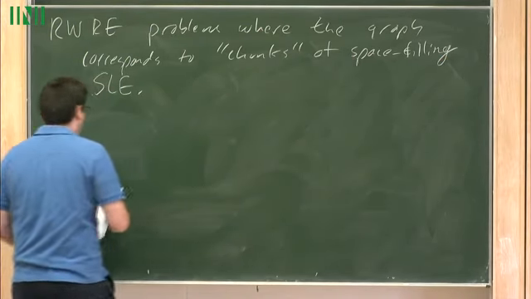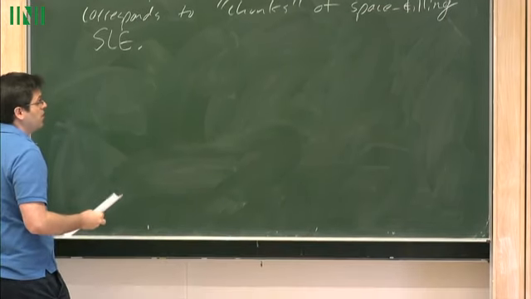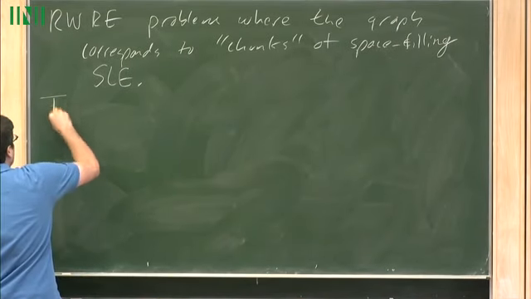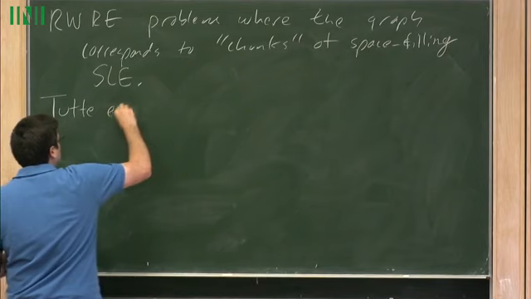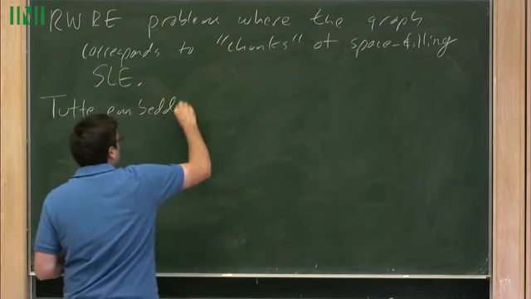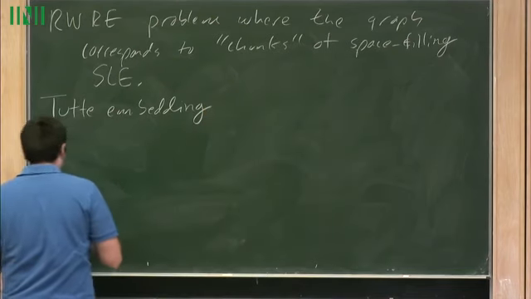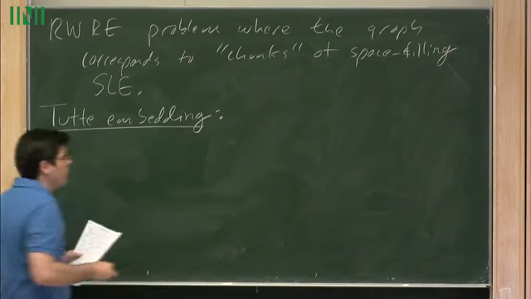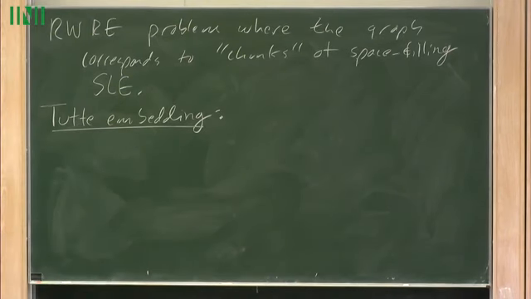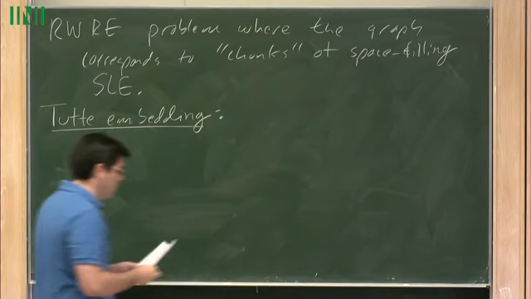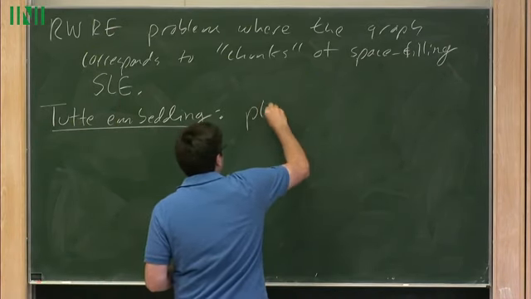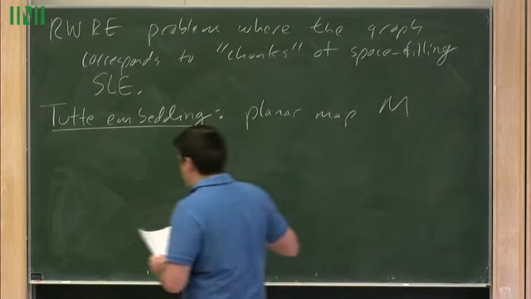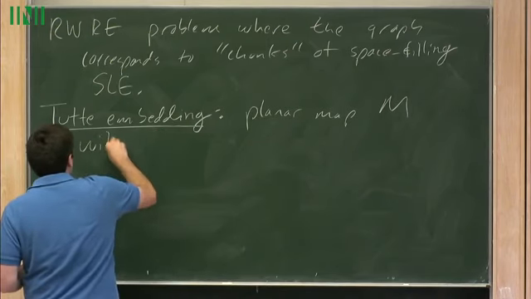Okay, and so now what I'm going to do is talk about an embedding that you can define from random walk, and this is called the Tutte embedding. You can define the Tutte embedding in different contexts. The nicest setting to talk about the Tutte embedding is when you're working with a planar map with the topology of the disk. Let's say I have a planar map M, and I'm going to assume that it has the disk topology.